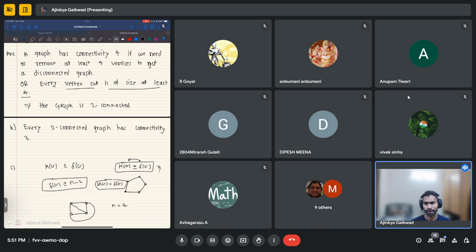but this is not a characterization. When I say characterization, I mean an if and only if condition. This is a sufficient condition, right? If this is true, then it will imply this, but just because k of g is equal to delta of g will not imply that minimum degree is at least n minus 2. You see what I'm saying, right?